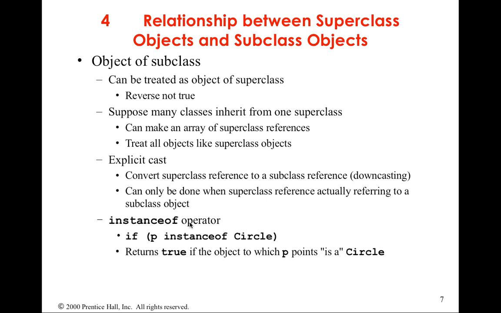We also have the instanceof operator, which is an important one to remember. You could use instanceof in the last assignment as well. You can say if p is an instance of Circle, then do something. Return true or return false if p is a Circle. So instanceof refers to the is-a relationship.